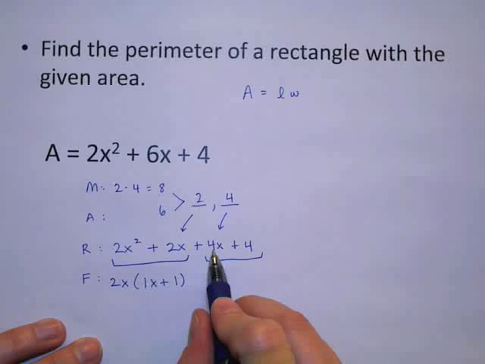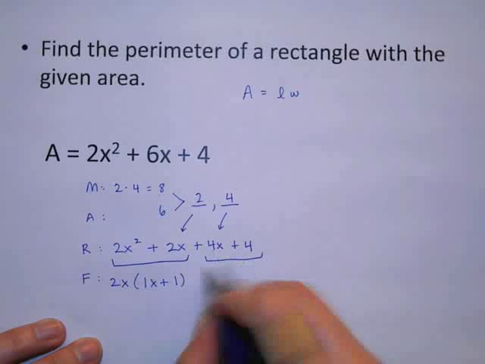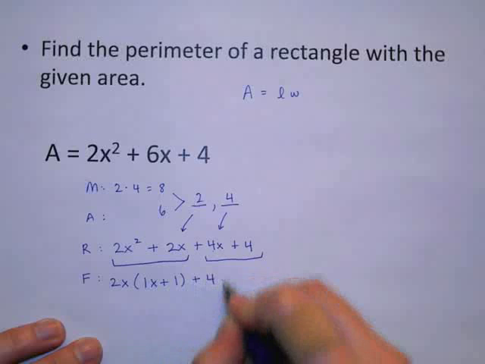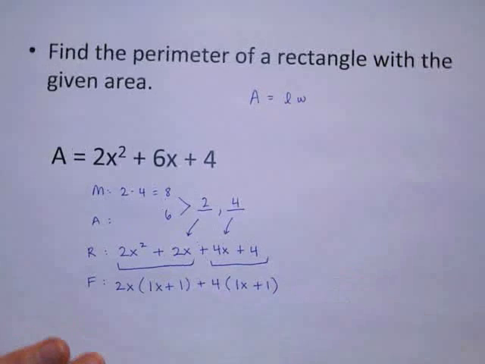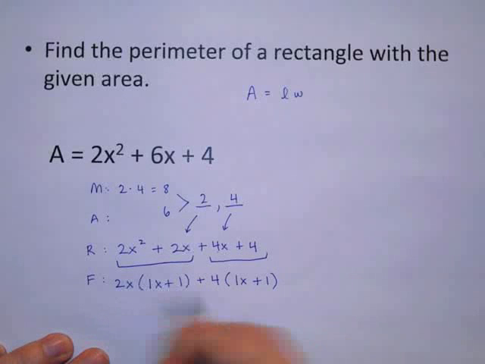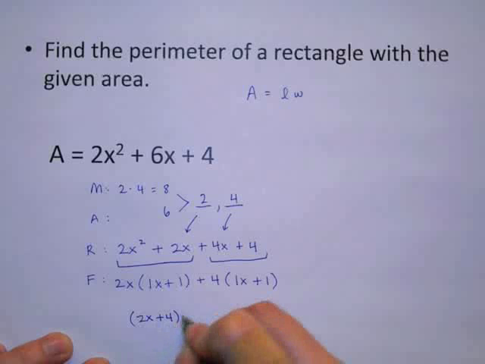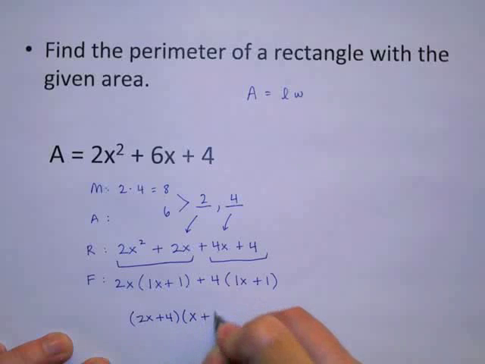Right here I have 4x and 4. They don't both have x's, so I can't take out an x, but I can take out a 4. 4x divided by 4 is 1x. 4 divided by 4 is 1. Okay, and for my last step, I take my 2 that are outside the parentheses, I combine them: 2x plus 4 times x plus 1.